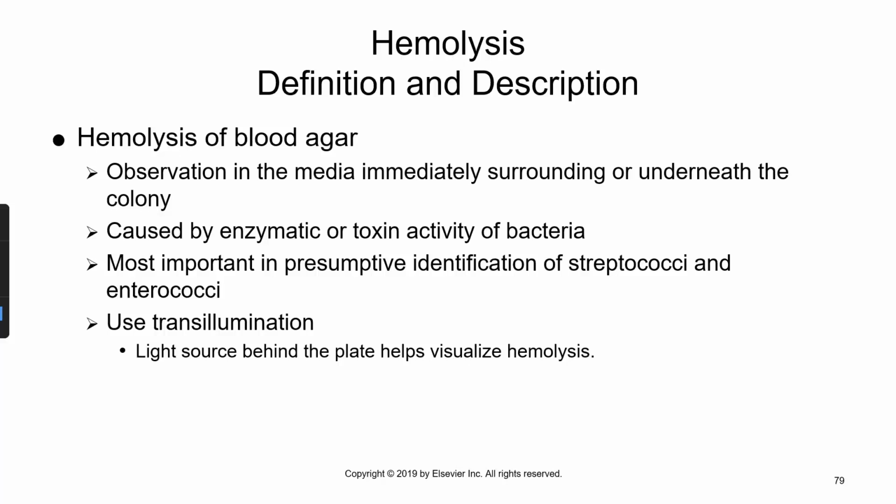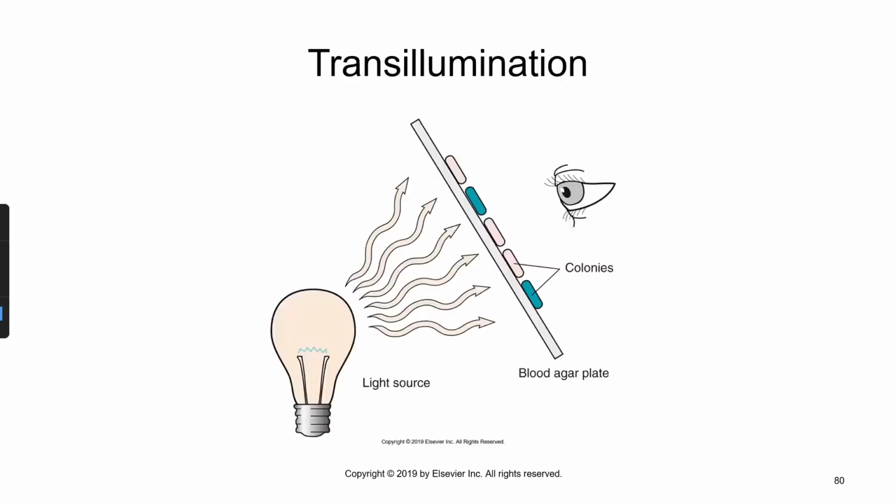Hemolysis is another way that we can differentiate bacterial growth. So, observation in the media immediately surrounding or underneath the colony. It's caused by enzymatic or toxin activity of the bacteria. It's most important in the presumptive identification of streptococci and enterococci. And you want to use a transillumination or a light source behind the plate to help visualize the hemolysis. So there's a light source, and then the plate, you're going to then be able to either see through or not see through it.